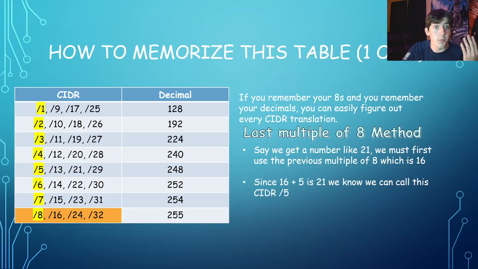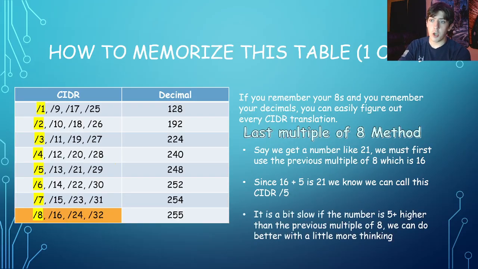You go 21, which is the number that you got given, and you know that 16 is your previous multiple of 8. You literally sit there and you go 17, 18, 19, 20, 21. Look at that, 21. And look at the number on my hand, 5. That's your CIDR. And since you know in a perfect world that CIDR 5 is equal to 248, you can just go straight over. Beautiful.